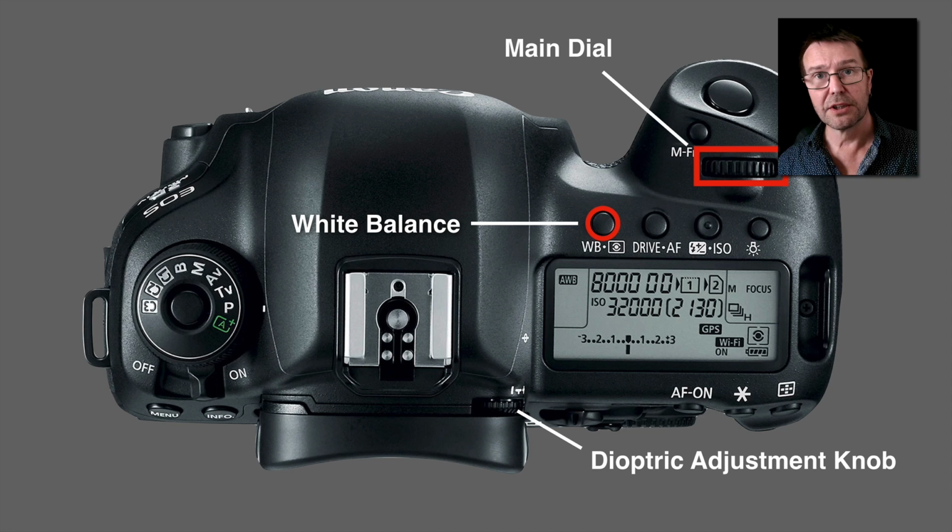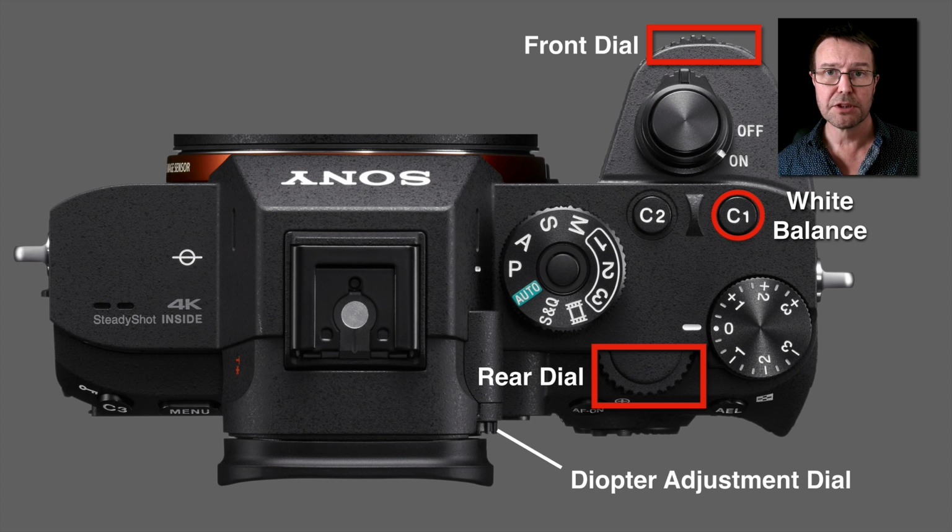Let's look at the top of the camera, right side this time. We're looking at WB on the Canon, which is white balance. We can also see there on the top of the camera grip, we can see main dial. And right down at the bottom there, dioptric adjustment knob, which is by the optical viewfinder. This is for fine-tuning the sharpness of the viewfinder for somebody who normally wears glasses but doesn't want to wear glasses while taking photographs.